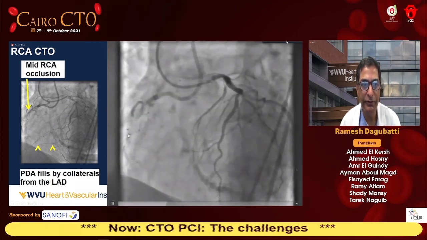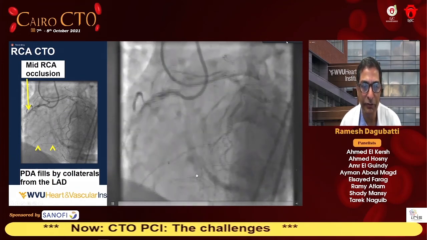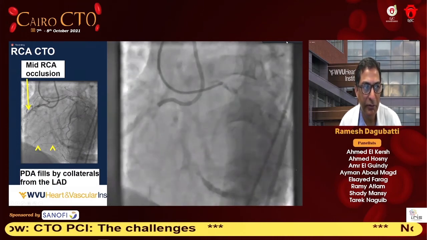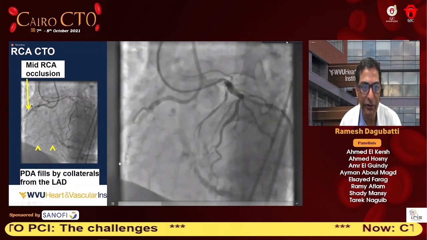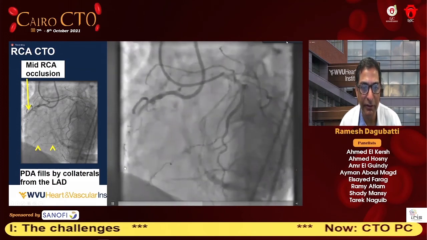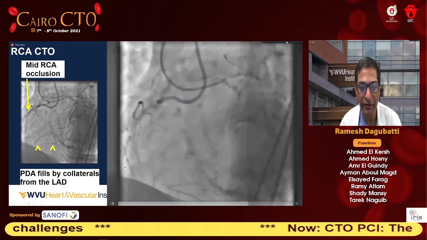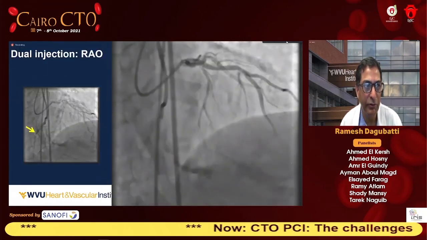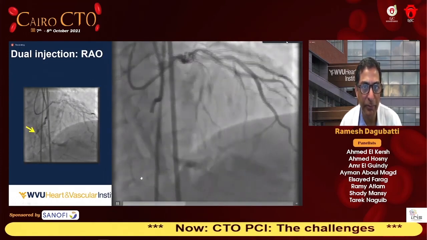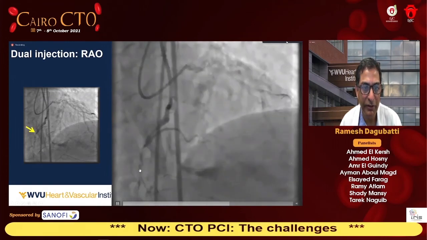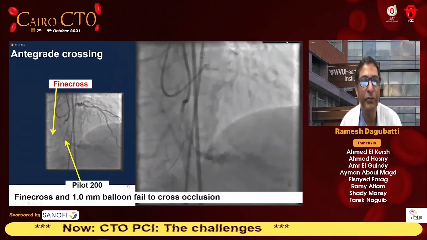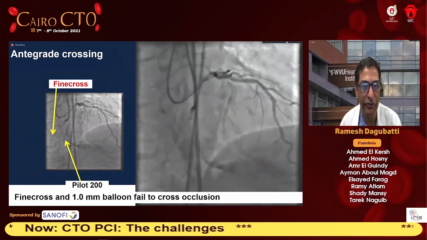Here's the occlusion in the mid-RCA, with collaterals from the left to the right PDA, and so, unfortunately, this is not going to be an easy one. Whether it's antegrade or retrograde is something that somebody can discuss later. But we decided to have an antegrade approach in this patient. You can see that it appears to be a short segment, but obviously there are some bridging collaterals.